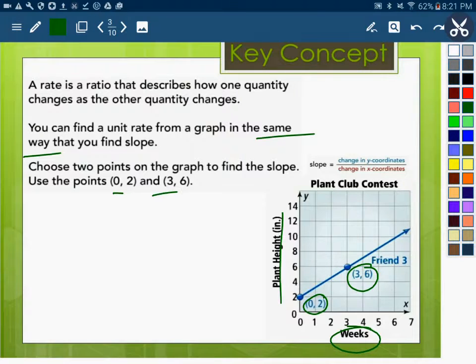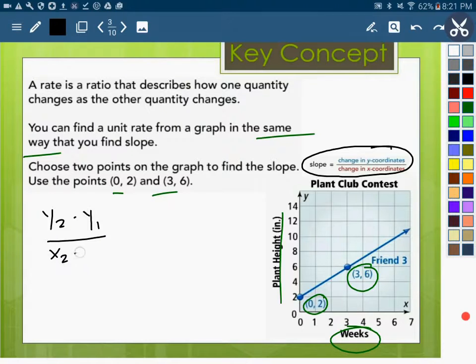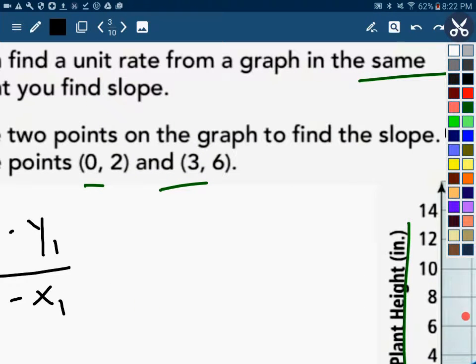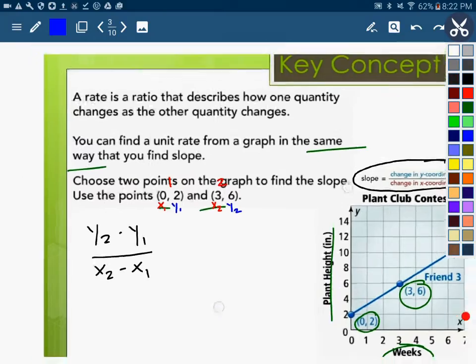If I want to find the unit rate of this, how quickly the plant is growing, I'm going to use those 2 points and plug into the slope formula, which is the change in the y-coordinates over the change in the x-coordinates. That formula was y2 minus y1 over x2 minus x1. Remember, we should label those points, the x1, y1, and the x2, y2. So let's call this the first point, and let's call this the second point. This would give me x1 and x2, whereas this is y1 and y2. So now I'm ready to plug into my formula.